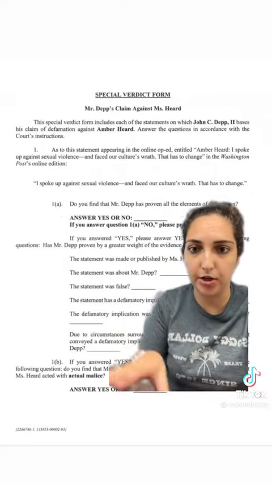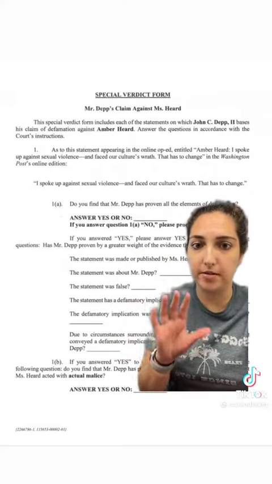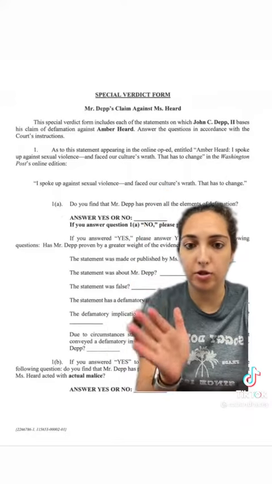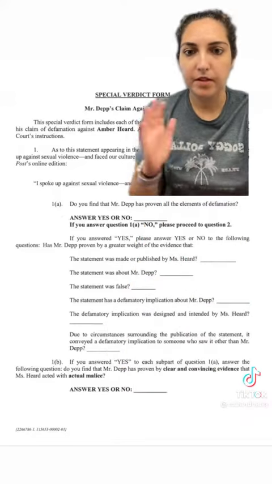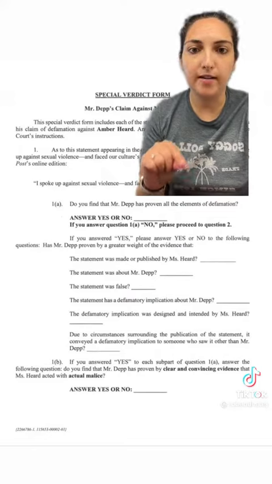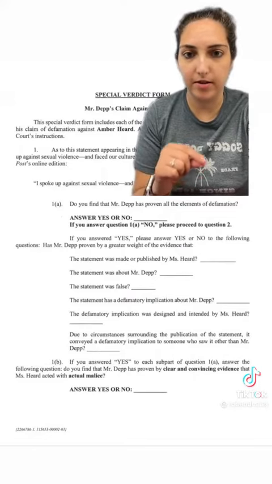each one, but I'm just gonna go through one of them because it's all the same. It's just each statement is judged or ruled separately. So first of all, do you find that Mr. Depp has proven all the elements of defamation?